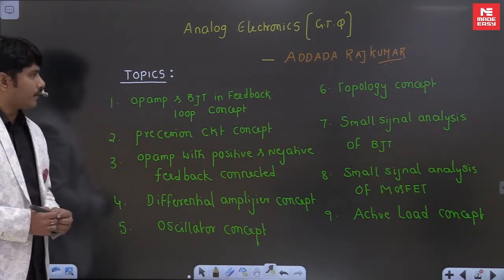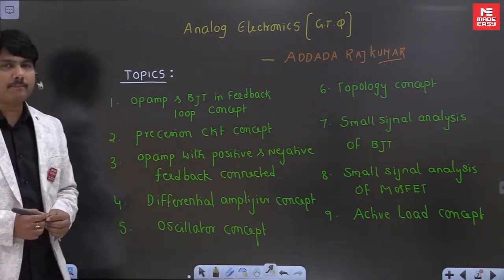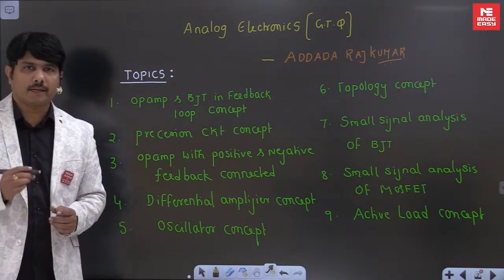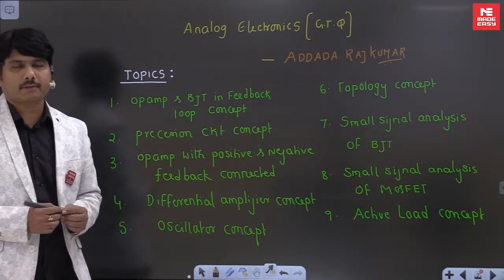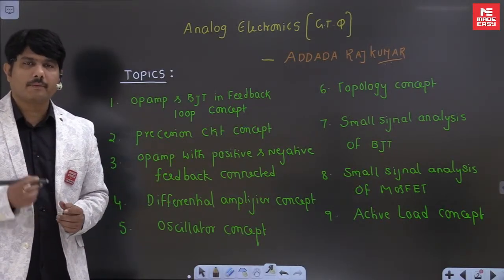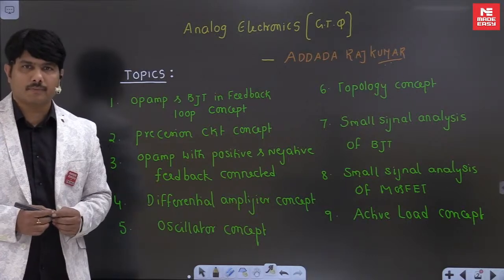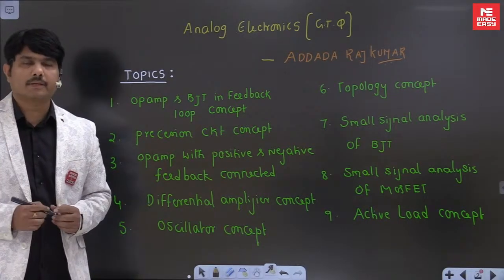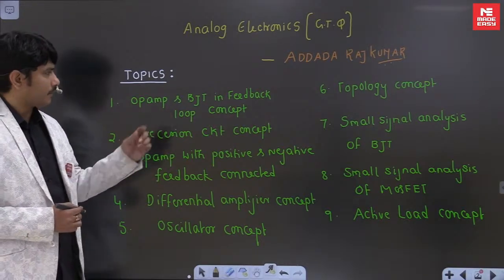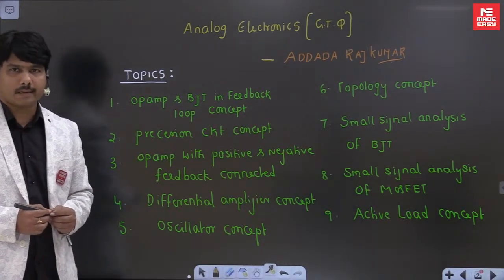In the first topic, we are going to start with op-amp and BJT in feedback loop concept. Mainly most of the students are making mistakes. These questions already came in GATE in previous years. Maybe for EC students, electrical or instrumentation, the concept is missing. So today try to understand with some examples. This is one of the beautiful concepts we are going to understand.